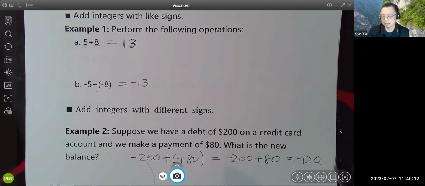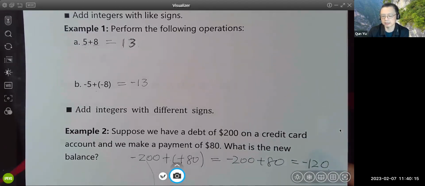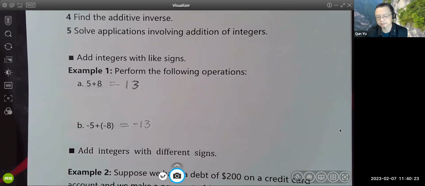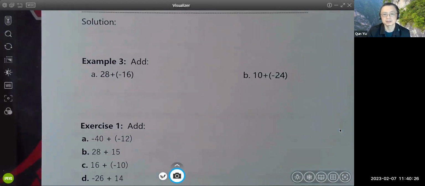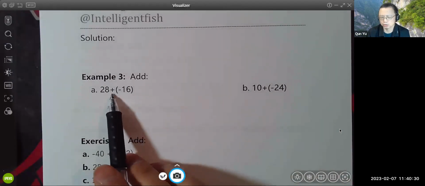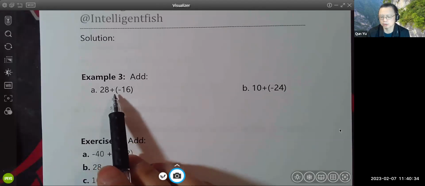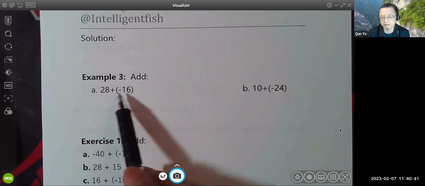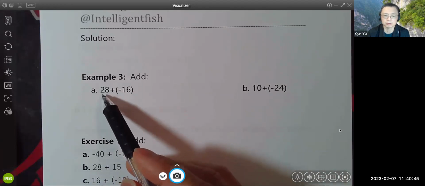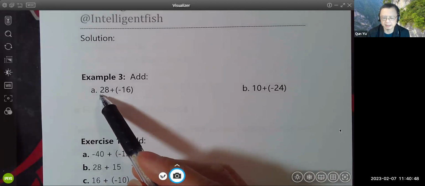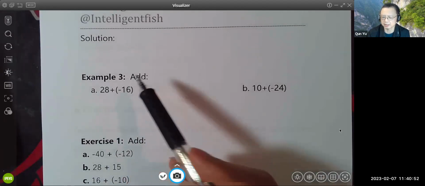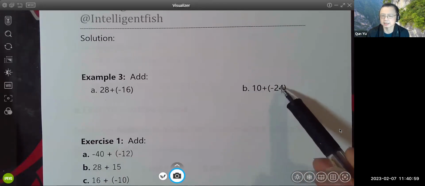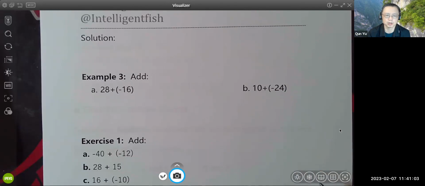Now, next page, we are going to look at how we add two numbers with opposite signs, or you can say with different signs, and a little bit faster. Now, for example three, we are going to add these two. We have these two questions, adding two numbers with different signs, right? Notice that in the first one, the positive number is bigger than the negative number in terms of the absolute value. We just learned absolute value in the last video, or in terms of the size of these two numbers. 28 is bigger than 16. But the other one is opposite. The positive number has smaller size, and the negative number has bigger size. So we want to make sense out of this. We want to add them quickly.